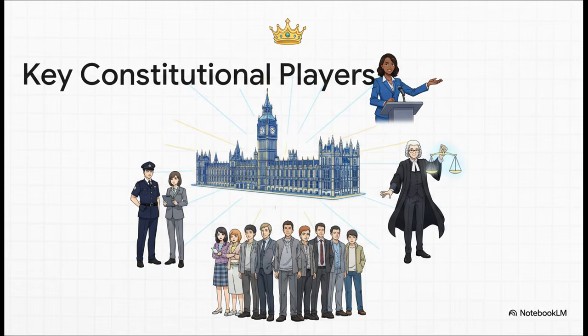And these are the key players in that system. Now, this is pure AO1 knowledge for your exam, so you'll want to remember these. You've got the monarch, who's the head of state. You have the government, led by the prime minister. Then there's Parliament, who make the laws, and the courts, who enforce them. You've also got the police and the civil service, who do the day-to-day work. And of course, there's us, the citizens.